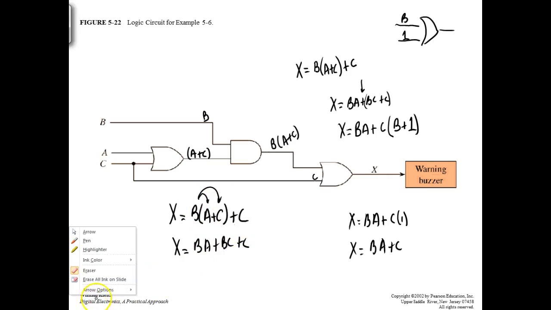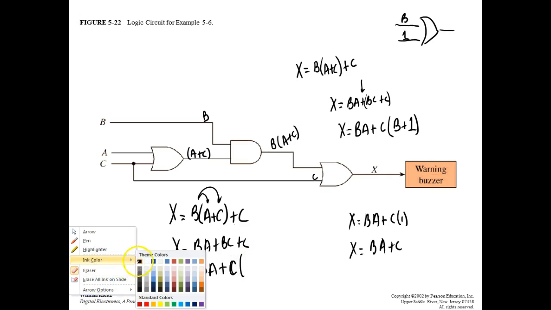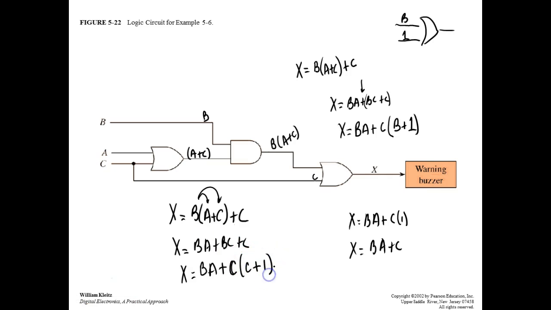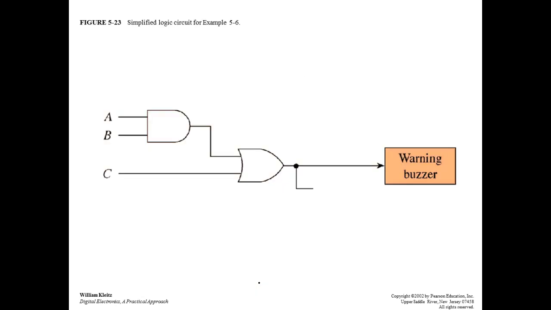I just did this to get that, but I noticed I got two C's. So I come over here and factor this out. So X would be equal to B, A, or C, C, right? This would be B, oh, sorry. C or 1. Right? Okay. And then I know that C or 1 would be equal to a 1, right? That means X would be equal to B, A, or C. B, A, or C.